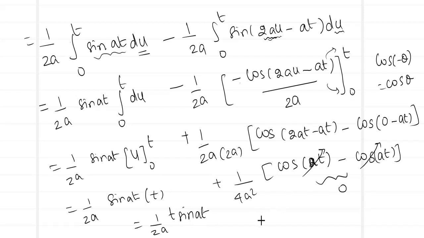Therefore, by the theorem of convolution, we have found the inverse Laplace of the function 1 divided by s square plus a square the whole square, as 1 divided by 2a into t sine a t. So this will be our final answer. We will try to apply the convolution theorem to one more problem.